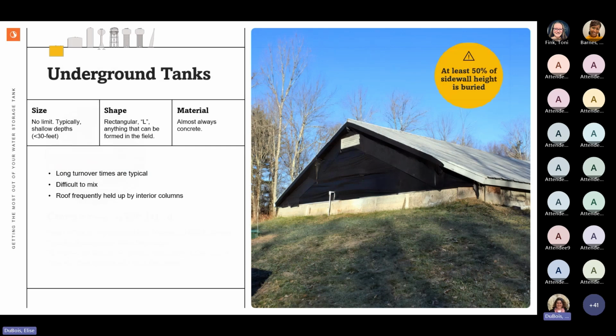Typically, underground tanks are very big or very small sized. They are notorious for issues, mostly as the only access is through the roof. They are almost always a type 4 concrete tank, meaning an engineer designed them and a contractor built them, much like you would have someone build you a pump station. They can be from a tank manufacturer, but it's rare. Underground tanks are always buried by at least 50% of the sidewall height.